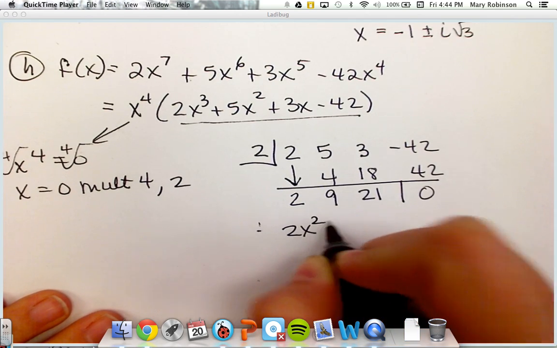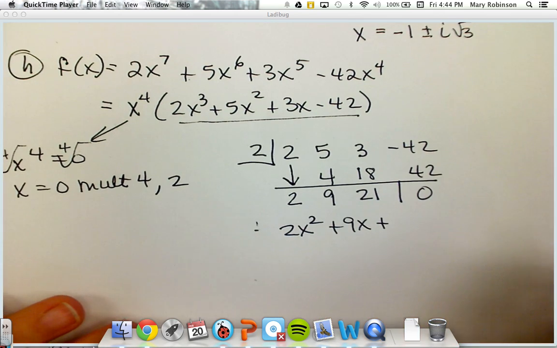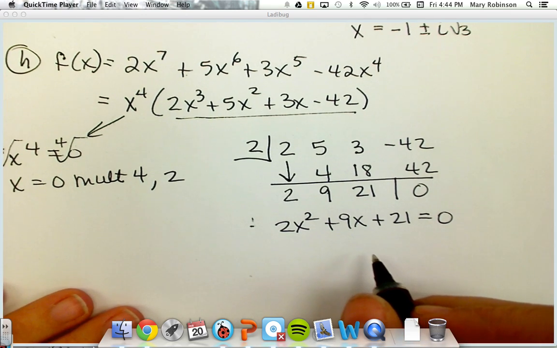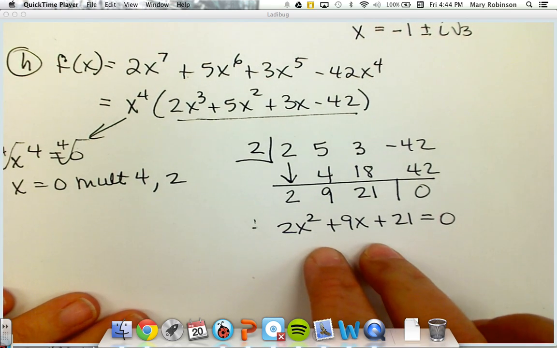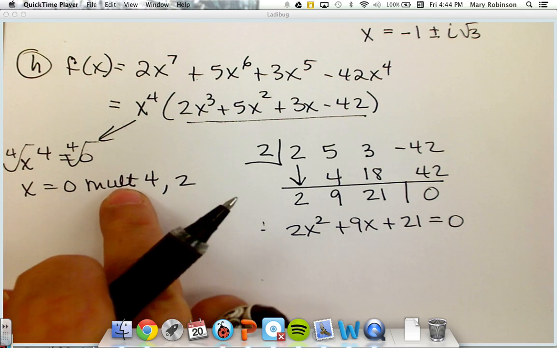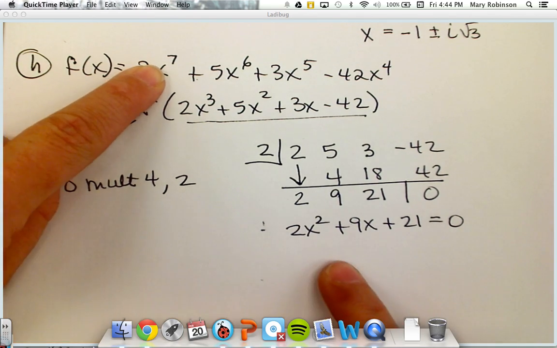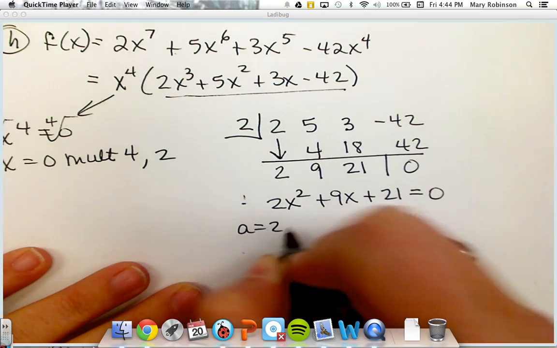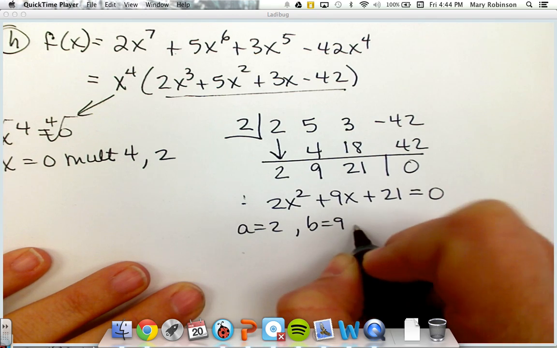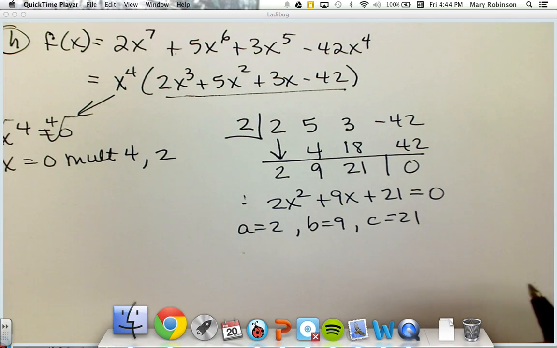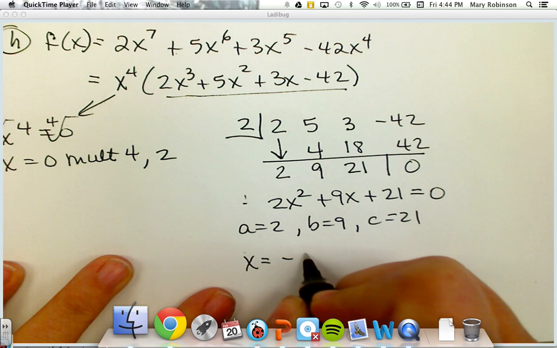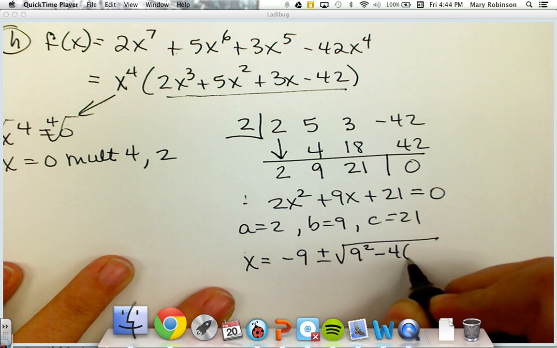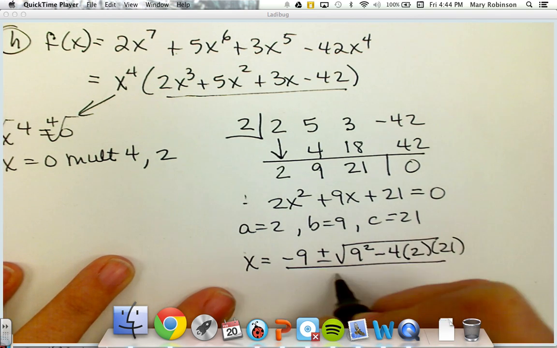And we get 2x squared plus 9x plus 21. So we have a depressed quadratic polynomial that we can now set equal to 0 and get the last two that are complex. Remember, we have four zeros, 5, and we need 2 more. So this is going to give us our 2 complex zeros. So I'm going to use the quadratic formula, letting a equal 2, b equaling 9, and c being 21, and substitute. So x equals the opposite of b, plus or minus the square root of b squared, minus 4 times a times c, all over 2a.